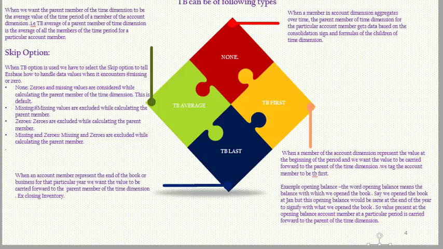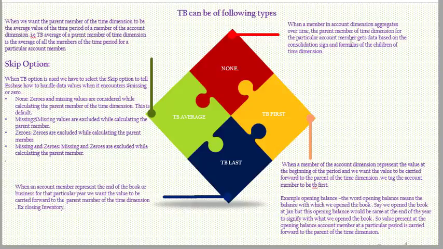In the last slide we discussed time balance and its different TB types. In this slide we will discuss in detail the types of time balance property. Time balance can be of the following types: 1. None. 2nd. TB first. 3rd. TB last. 4th. TB average. None: when a member in the account dimension aggregates over time, the parent member of the time dimension for the particular account member gets data based on the consolidation sign and formulas of the children of the time dimension.